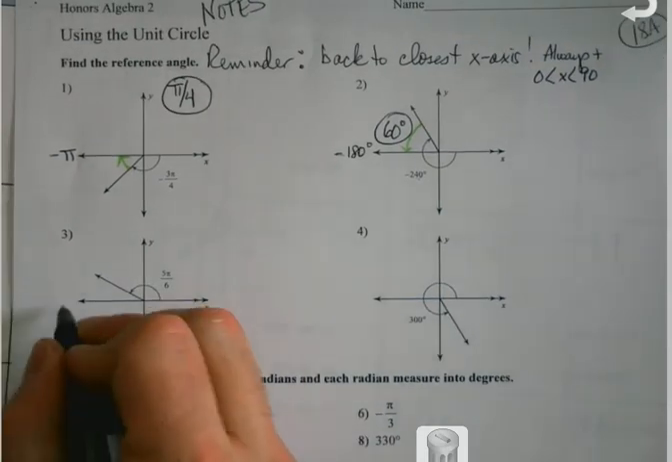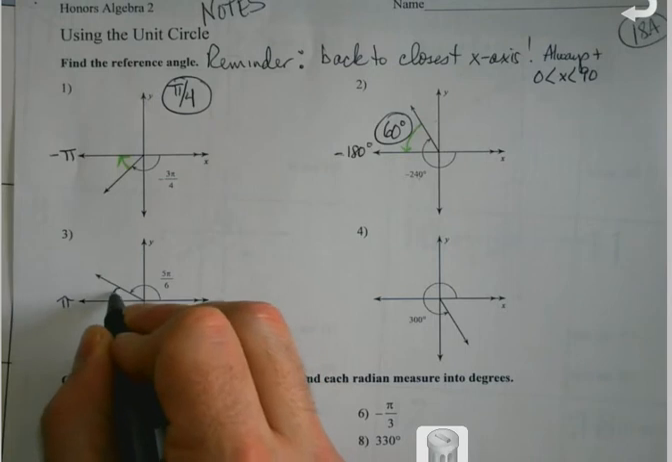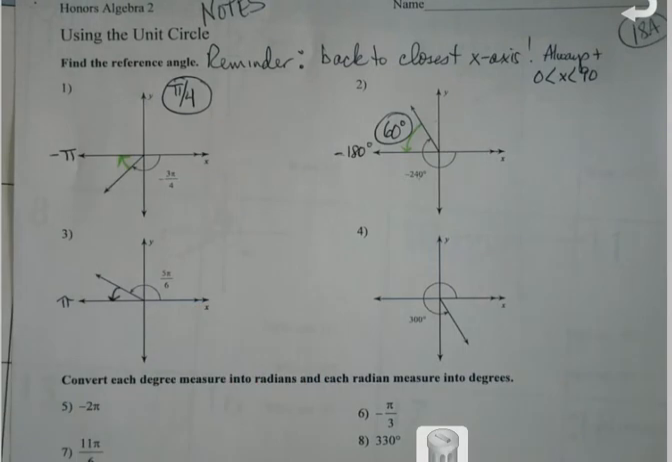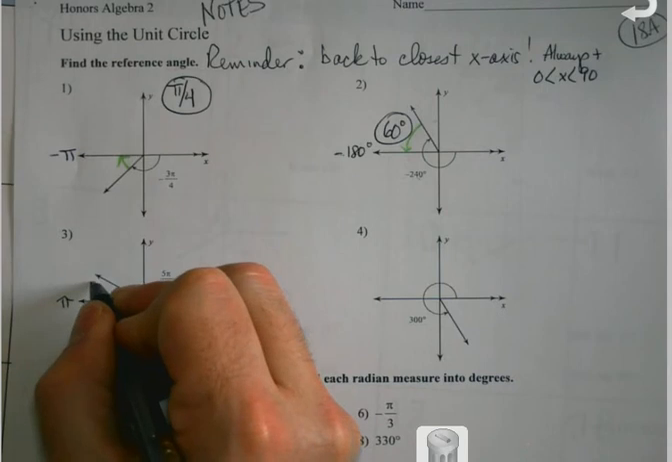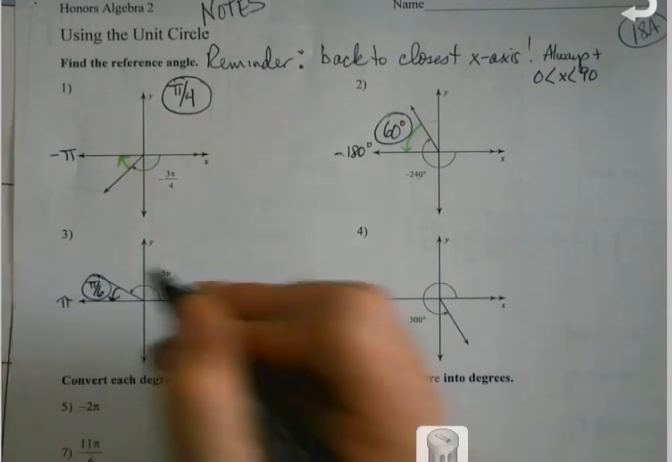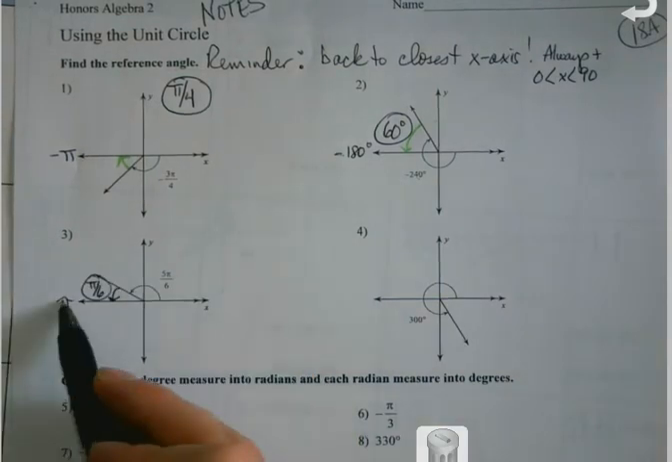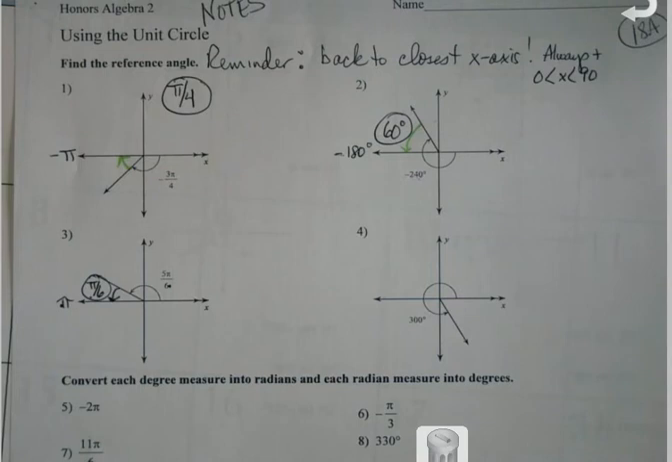So any time with these, closest x-axis, 5/6 pi trying to get to a whole pi. How? Pi over 6. Because you think of it just like a fraction. What's 1 minus 5/6? 1/6. That's what I have left.